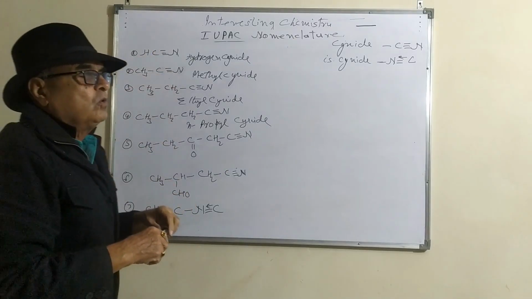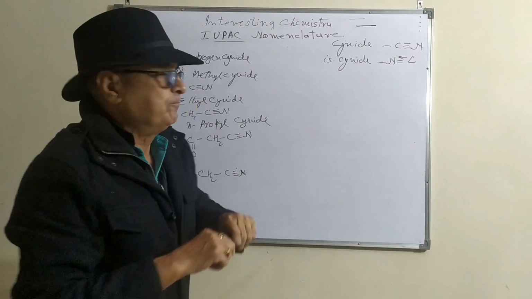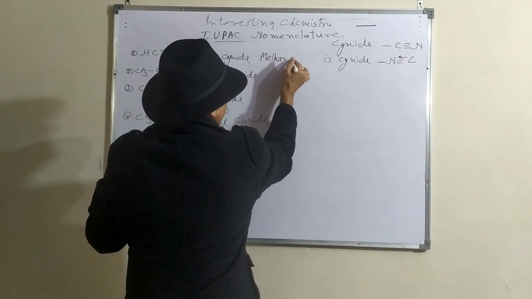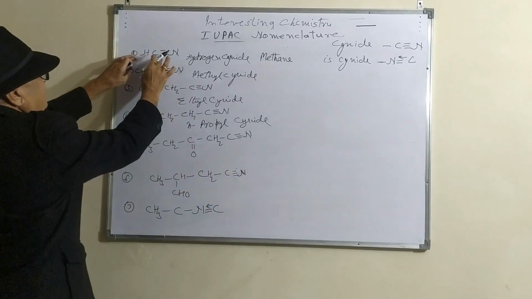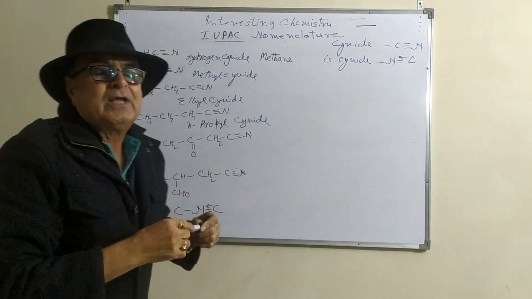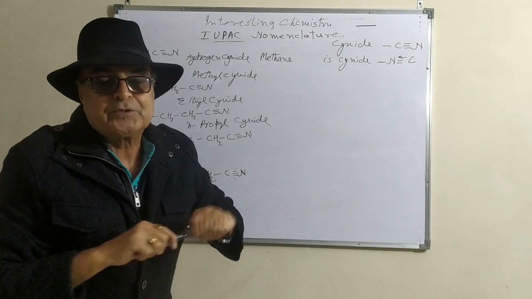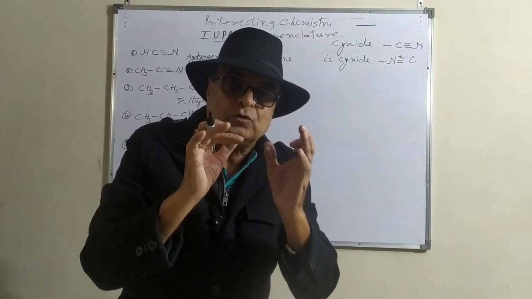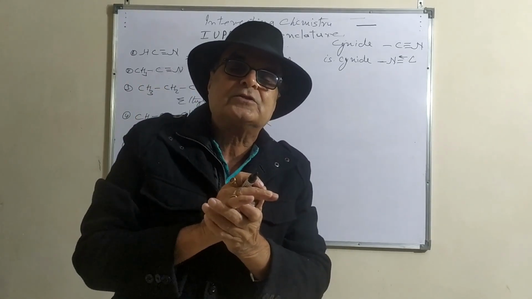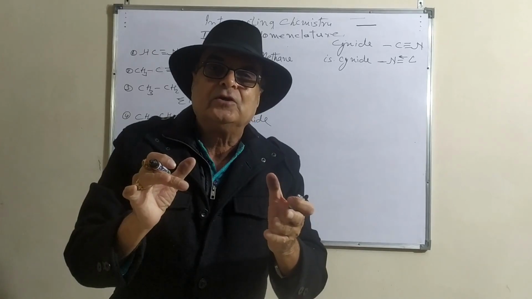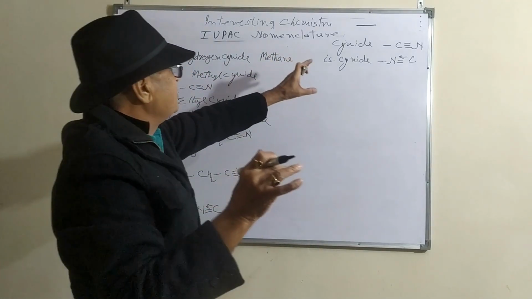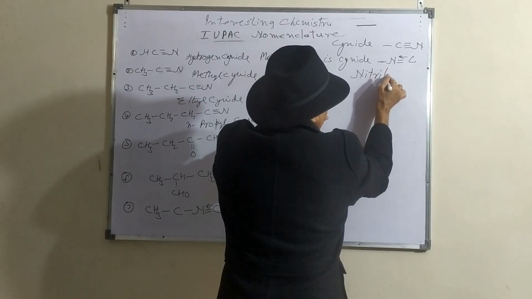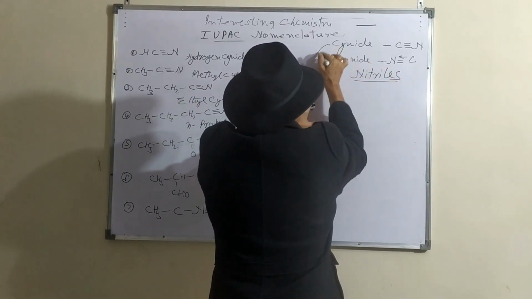Now here only one carbon is there. One carbon means methane. So it is methane. And here only nitrogen is left. Now to show the presence of this nitrogen, to show the presence of the nitrile group, you will suffix nitrile. So the cyanides are called nitriles. The cyanides in IUPAC are called nitriles.